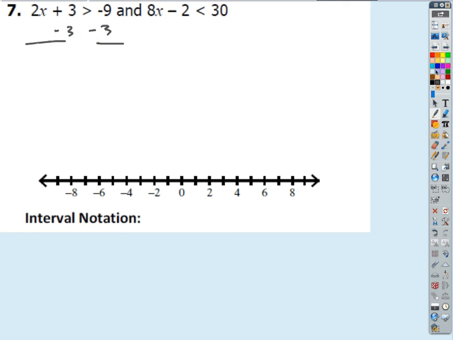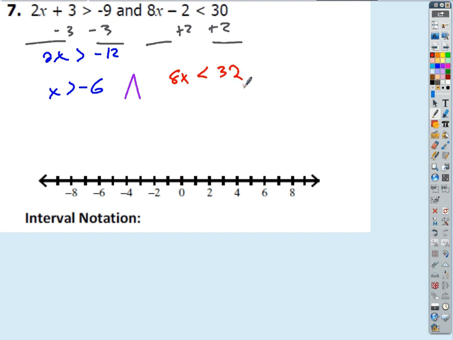Good, so we do that. 2x is greater than -12, divide by 2, and we get x is greater than -6. And for the word and, we'll use our symbol. Add 2, so we get 8x is less than 32, divide by 8, sorry, and I get x is less than 4.